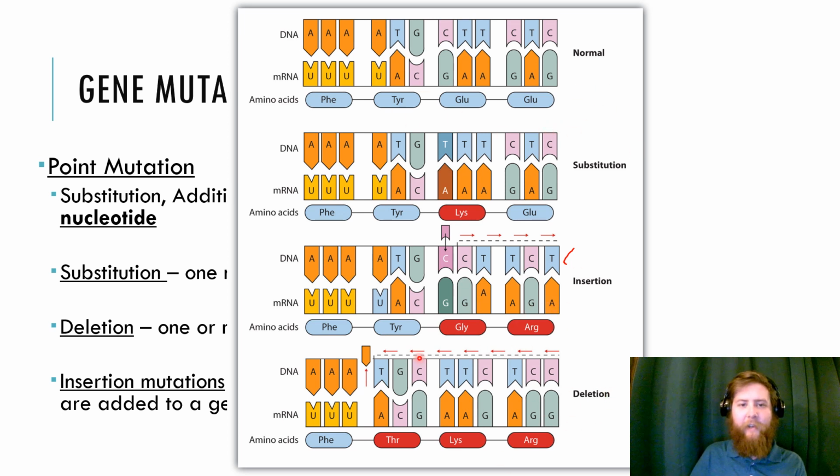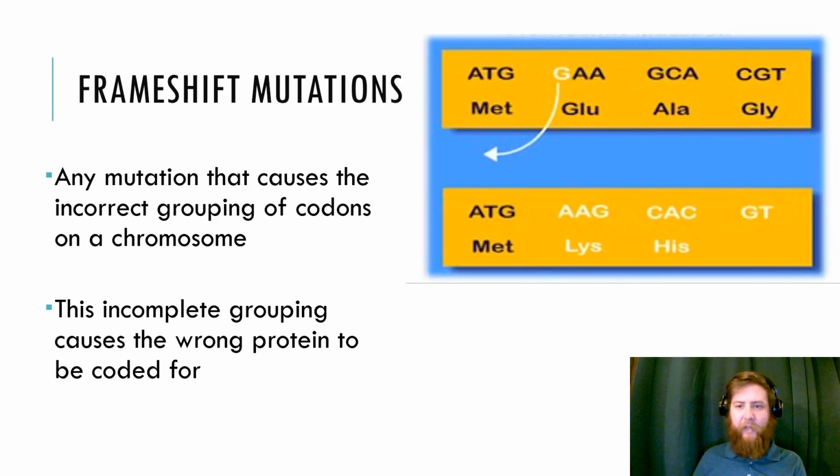And then the last one here, this A originally is deleted. And so everything is shifted over, and now instead of having phenylalanine, tyrosine, glutamine, we now have phenylalanine, threonine, lysine, arginine. So this is a really big shift compared to the original structure. Whenever we get these shifts in the reading frame, whenever it changes so that the codons are read incorrectly, we call this a frameshift mutation.